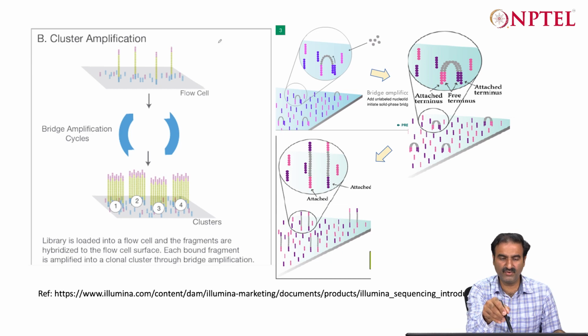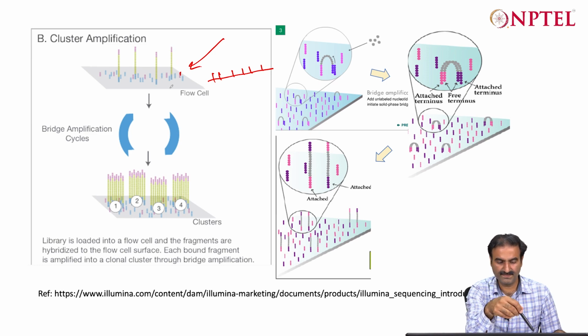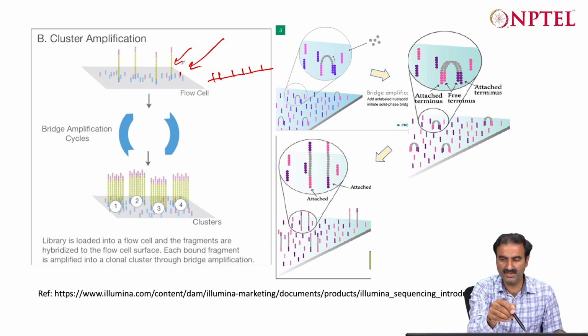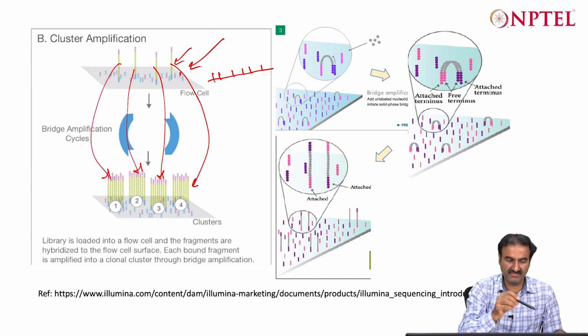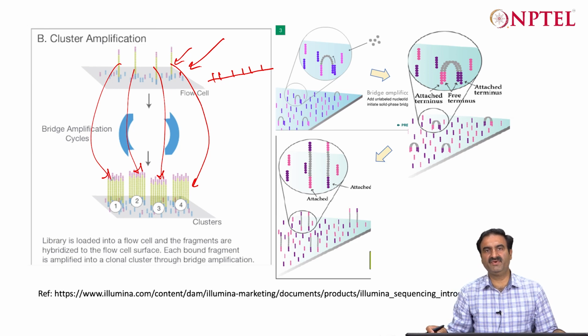Now these pieces go and attach to the flow cell. The flow cell is like a glass slide which has various adapters, purple and blue. The purple side of the DNA will bind to the purple side, and the blue side will bind to the blue side. Here they have bound, and then each piece of DNA is amplified into multiple pieces. This is called amplification on the flow cell, or the bridge amplification step.